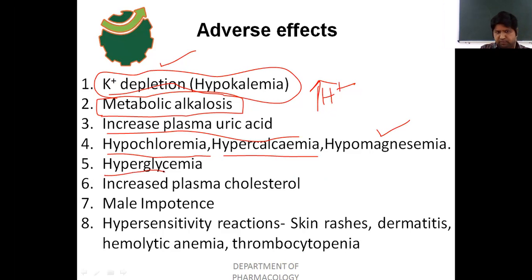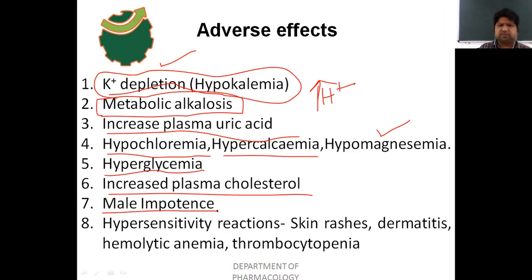Hyperglycemia, I have mentioned the reason. There is interference with the conversion of proinsulin to insulin, and thiazides will also interfere with the utilization of glucose by the tissues. One is a disturbance in the formation of insulin, and another is a disturbance in tissue utilization of glucose. It also increases plasma cholesterol level.